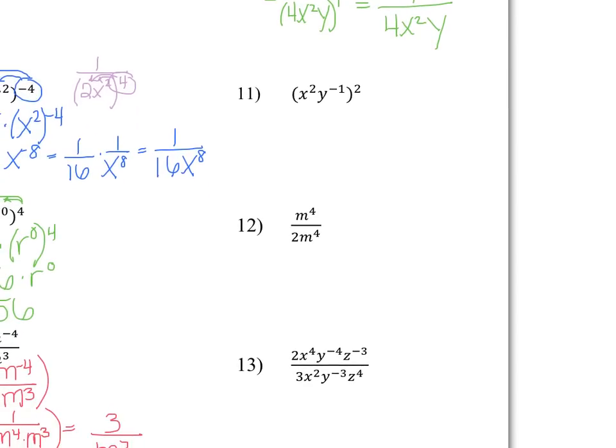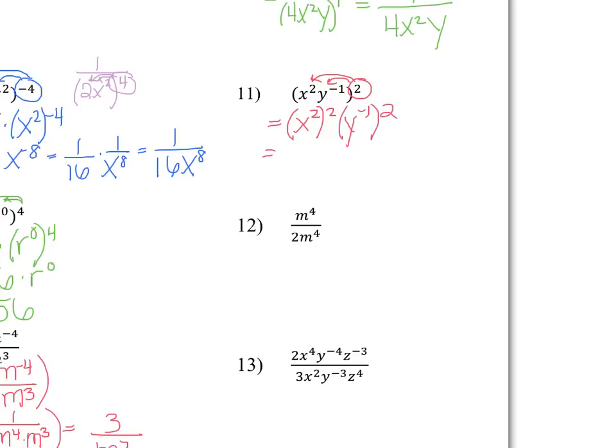With number 11, we have x squared y to the negative 1st to the power of 2. So I'm going to distribute this exponent of 2 to each part. And I'm going to have x squared to the power of 2 and y to the negative 1st to the power of 2.